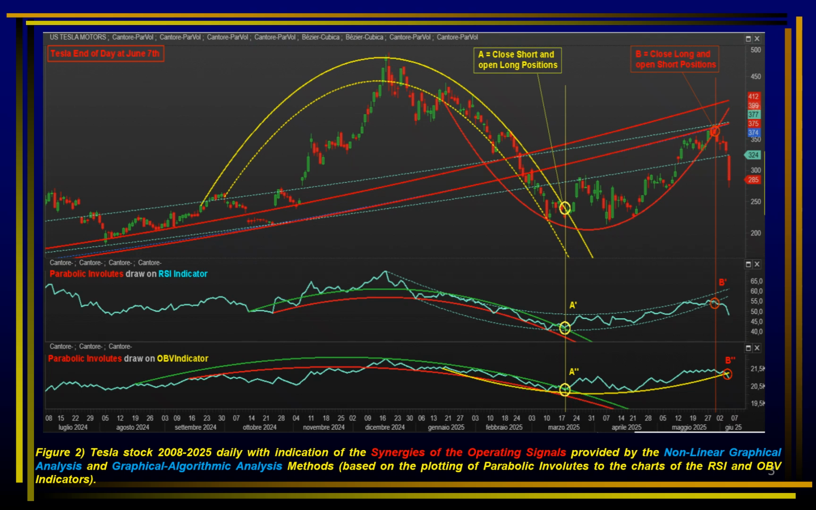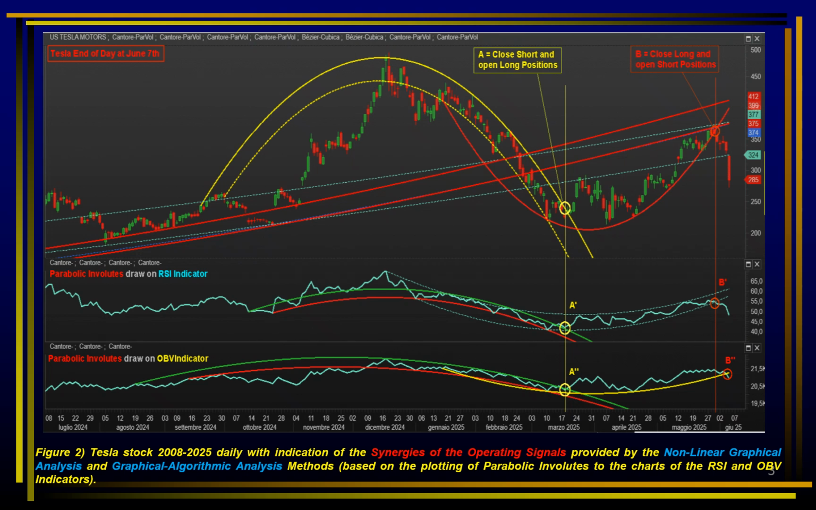On March 19th, the graphical algorithmic analysis methods at the point indicated by the letter A signaled the exhaustion of the corrective action by the Tesla stock, and consequently gave an operational indication of the opening of a long position. Subsequently, on May 25th, at the opposite point indicated by the letter B, they indicated in equally clear and convincing terms the opportunity to close long positions and open a short position.